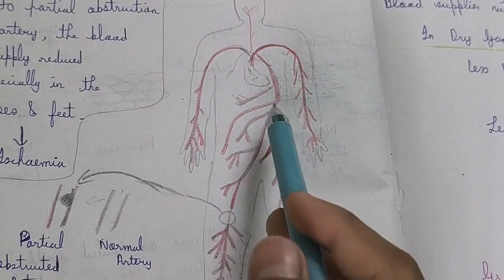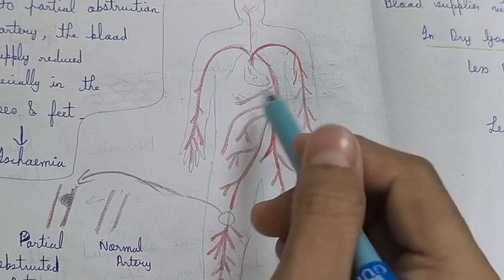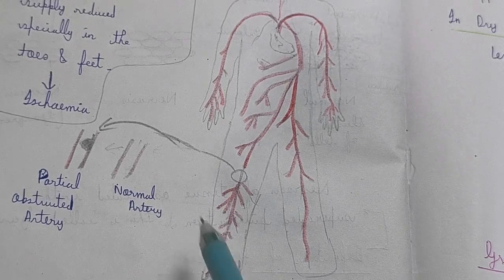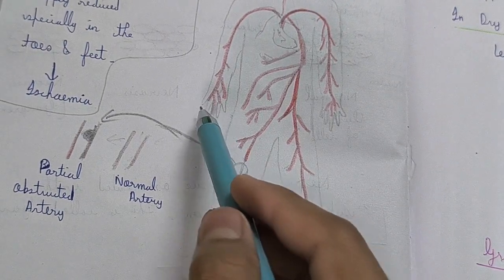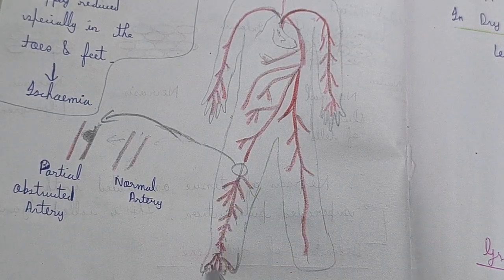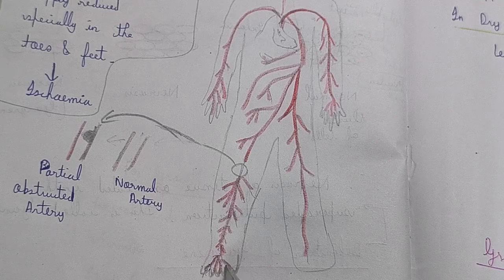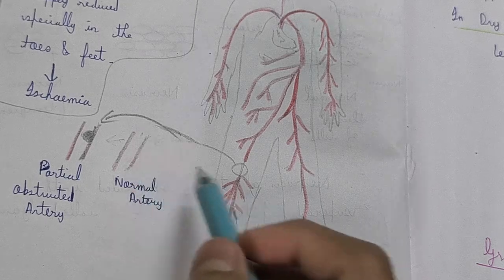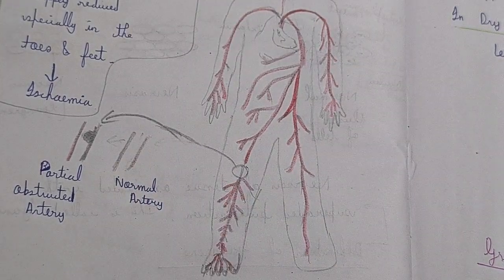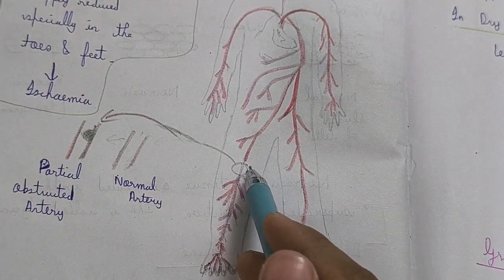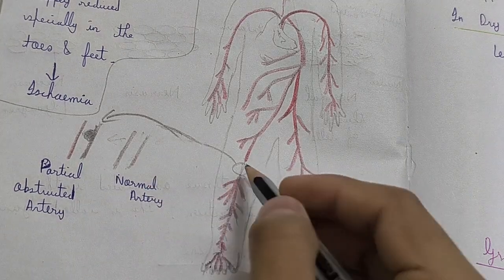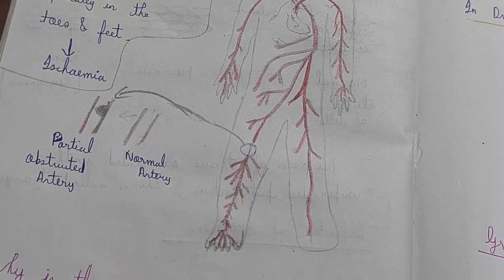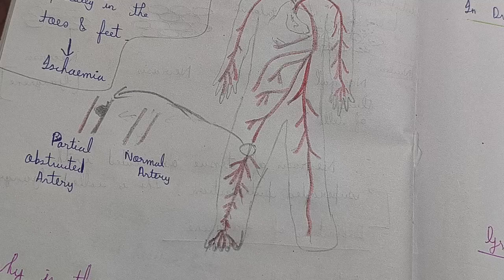Now you can see that in this region the blood supply is high, but as you go slowly towards the distal organs, like the fingers and also the feet or toes, the blood supply is slowly reduced. Here this is a normal artery, and if any abnormality occurs, like a partial obstruction in this artery, then the blood supply to the toes and fingers is going to be badly affected.